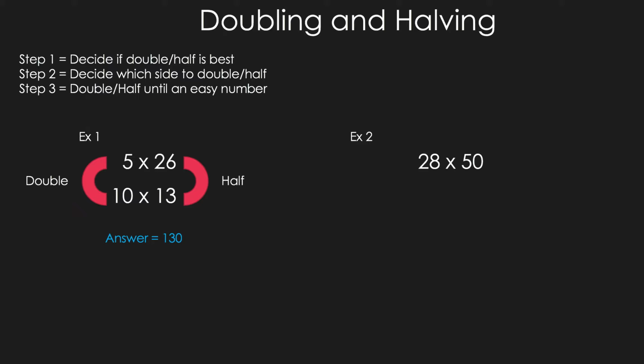Next example, we get 28 and 50. So we're going to go ahead and double the right side and half the left side. Why are we doing that? Because 100 is an easy number, and so is 10. So we get 14 and 100, which gives me 1400.